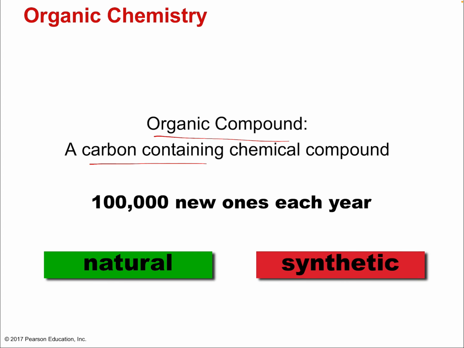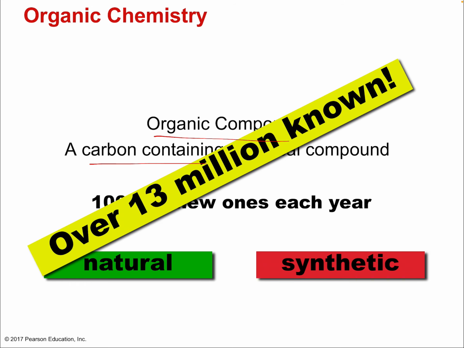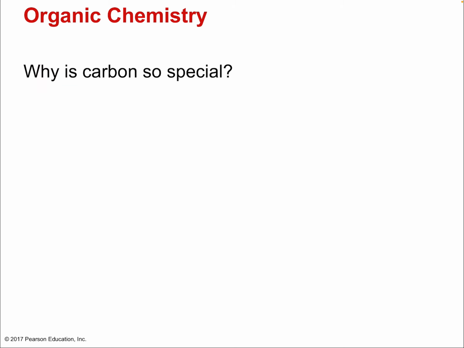Okay, there are 100,000 new ones discovered each year, either discovered within plants and animals that we had not analyzed completely up to this time. There's plenty of examples of that, and ones that are being mixed in labs. Okay, there are over 13 million known, and that number is obviously growing at a rapid rate. So you're not going to memorize all 13 million. Okay, so why is carbon so special though, right? Why is it in these 13 million known compounds?